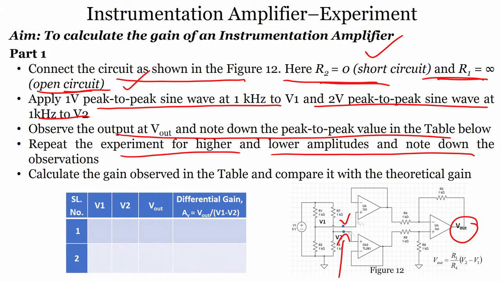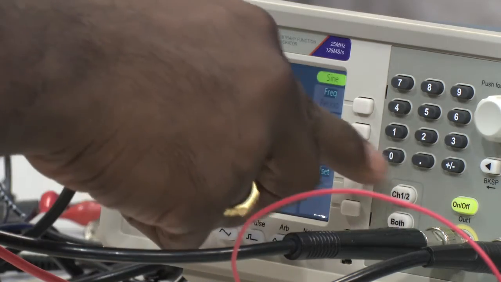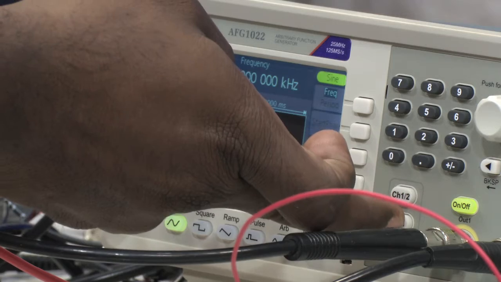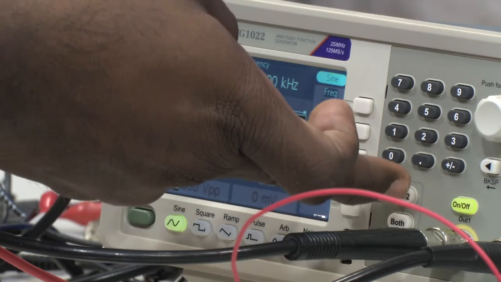So, let us quickly see what happens if we change the voltage, that means if we lower the amplitude. Right now what we applied was 1 volt at V1 and 2 volts at V2. Now, let us apply 0.5 volts at V1 and 1 volt at V2, right. You see in the function generator he is right now applying 0.5 volts in channel 1 and 1 volt in channel 2.